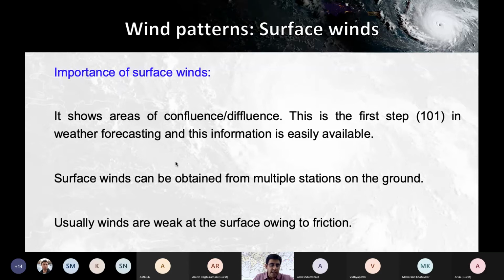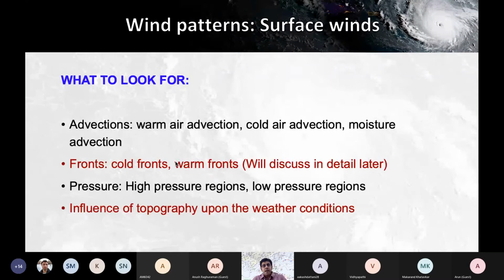Usually the winds are very weak at the surface because you have friction from buildings, mountains, and all these topographical structures. But still, surface level winds can help us in giving advection patterns. Where is the warm air and where is the cold air coming in from? For instance, if a wind is blowing from sea to land, that means it's a colder wind because the sea breeze is usually colder.